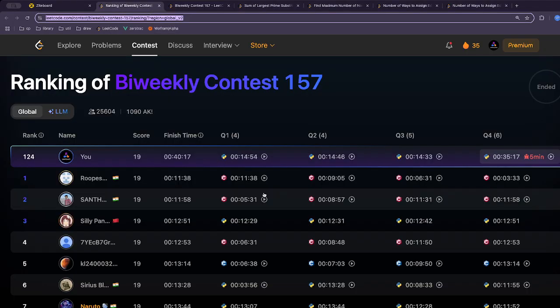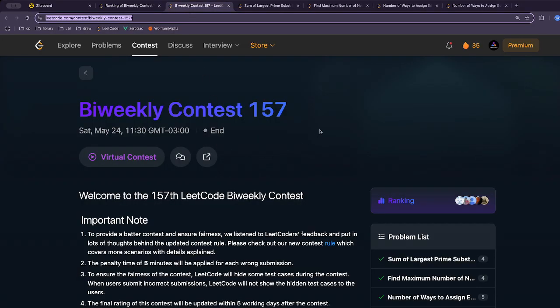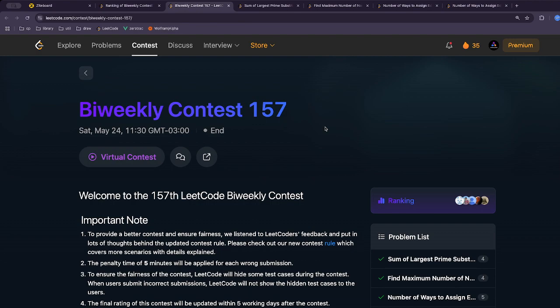I did okay in this contest. I ended up at 124, but yeah, I feel like I could have done much better. I had a silly bug that cost me on Q4, but no spoilers. Did you do this one?